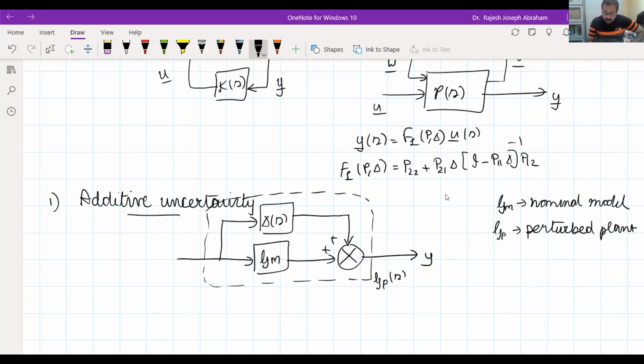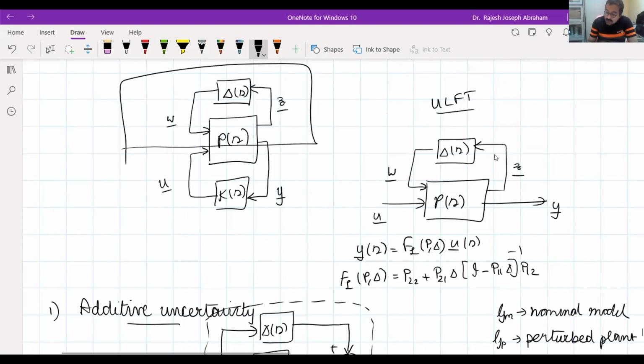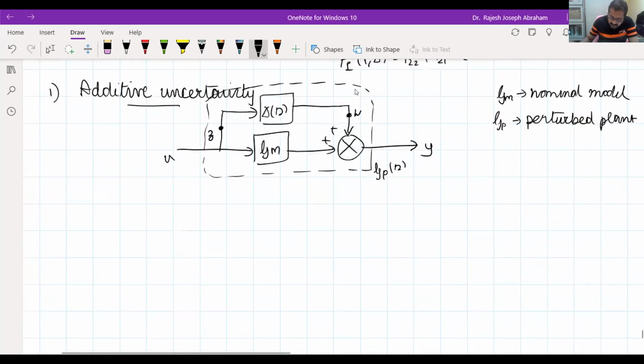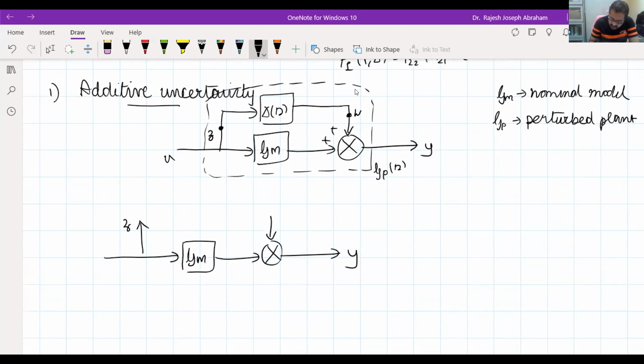Now, how will you convert this into the standard upper LFT form? What we have to do is cut and break open the Z. The signal going to the perturbation delta of s is the Z signal, the regulated output. So first you need to identify what is Z. So this is my Z. Coming out of delta is my W. That's the next step: you cut open the delta block. So this is my GM, this is the summing point. This is Y, this signal is Z, and this signal is W.